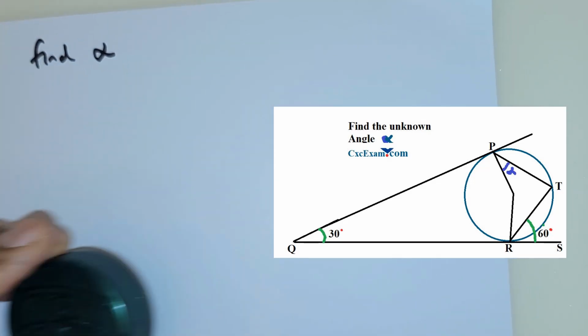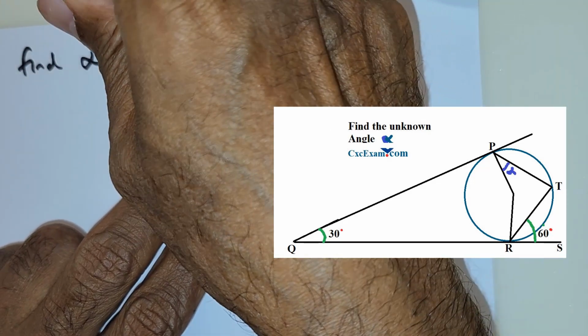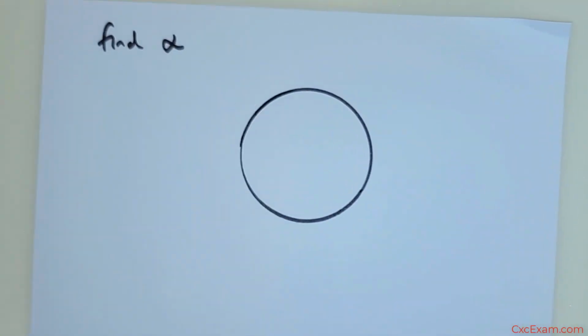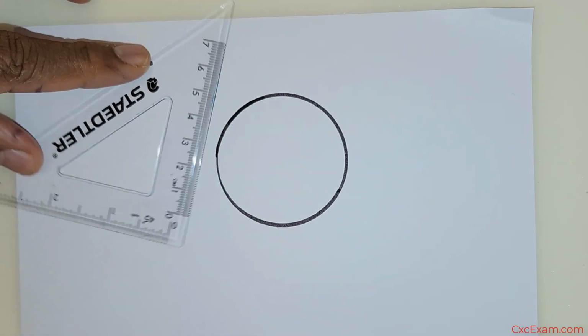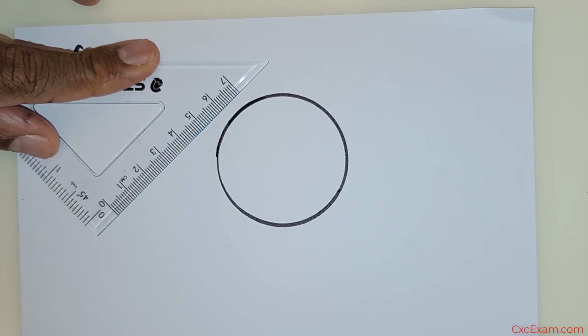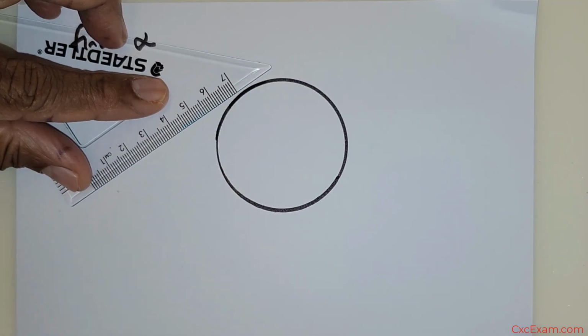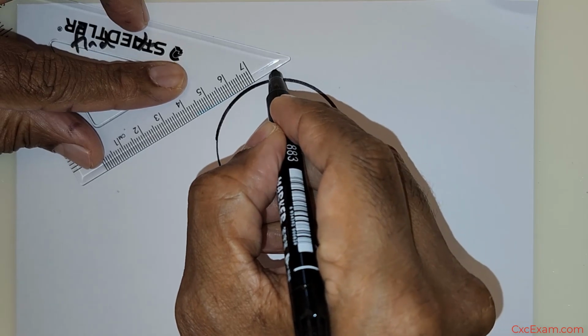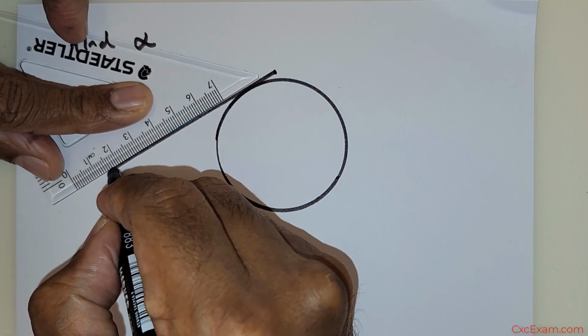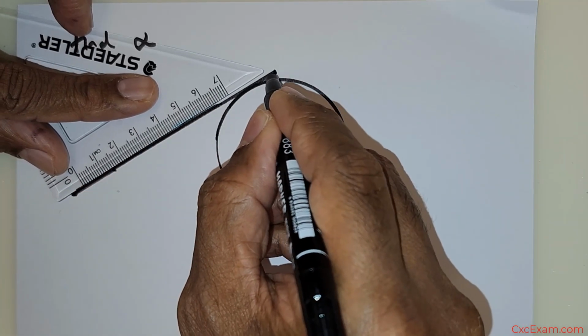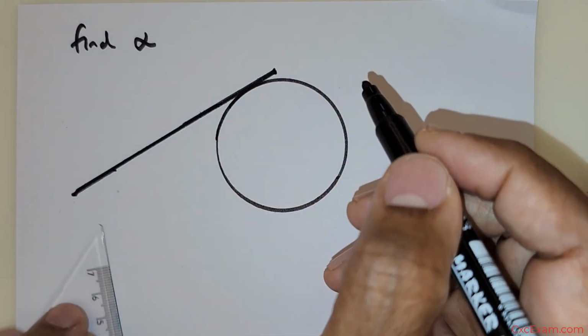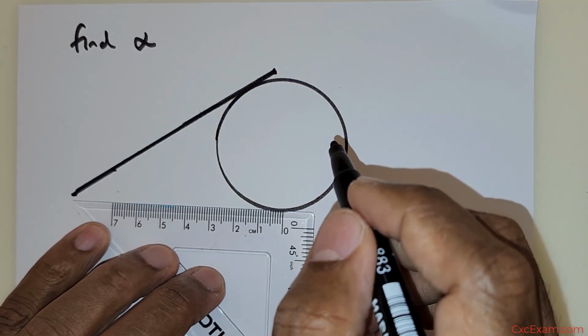Okay, so we got another beautiful question. Foremost, we need a circle and we need two tangents. So we have a hit over here. And then you got another tangent.